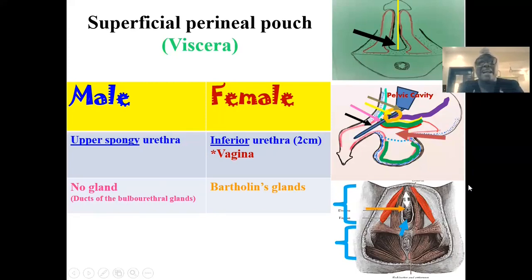We also have glands as part of the visceral content of the superficial perineal pouch. In the male superficial perineal pouch, we do not have glands, while in the female, we have a gland located within the superficial perineal pouch. And this gland is the Bartholin's gland. So if you try to use this lower image here, by the side of the opening of the vaginal canal, we have 2 Bartholin's glands. You have one on this side, and you have the other one on the other side. And this is what is seen to be highlighted here in yellow.